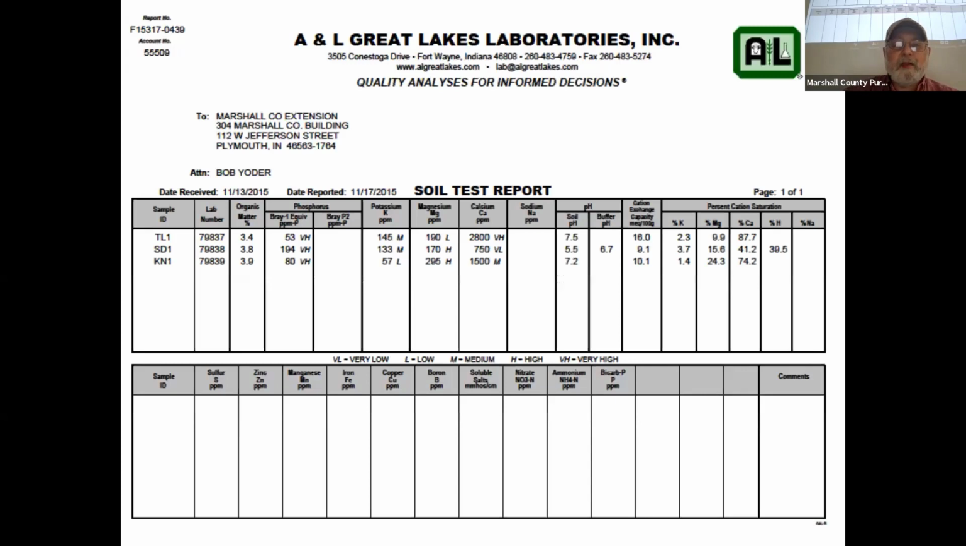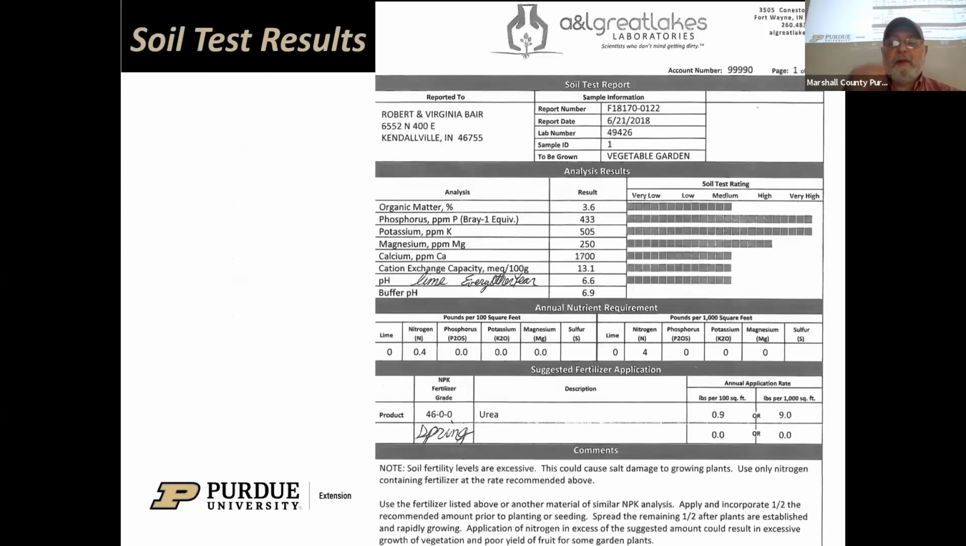Now this can be confusing because these are reported in parts per million. So to get pounds per acre, you always take parts per million and multiply it by 2, because someone weighed an acre of soil and said it weighed 2 million pounds. So if you're looking at pounds per acre, you would double the parts per million.